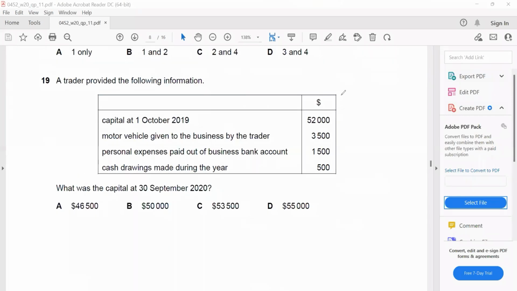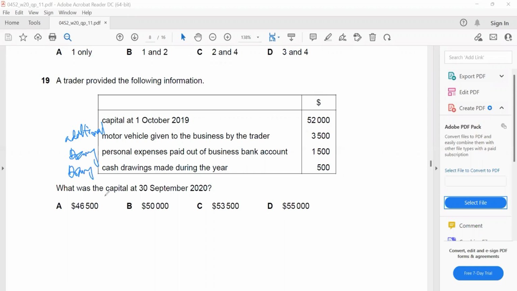19. A trader provides the following. So capital, beginning of the year. Motor vehicle given to the business by the trader. This is also capital. And then personal expenses paid out of the business. This is a drawing. This is additional capital. Additional capital. Cash drawing. This is also a drawing.